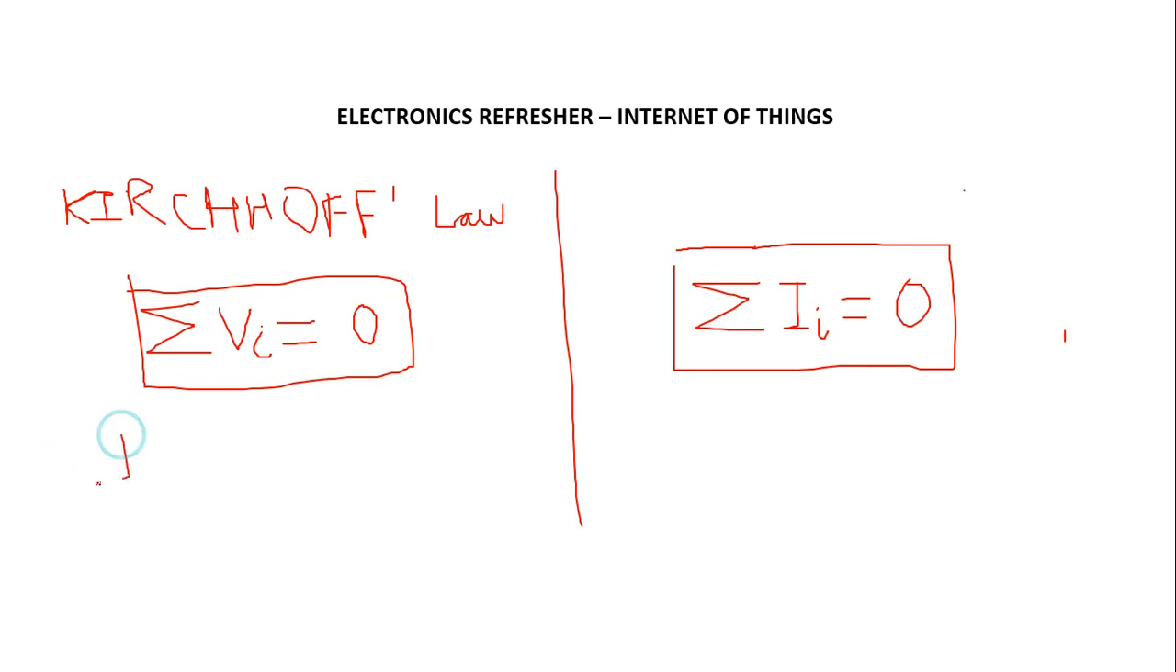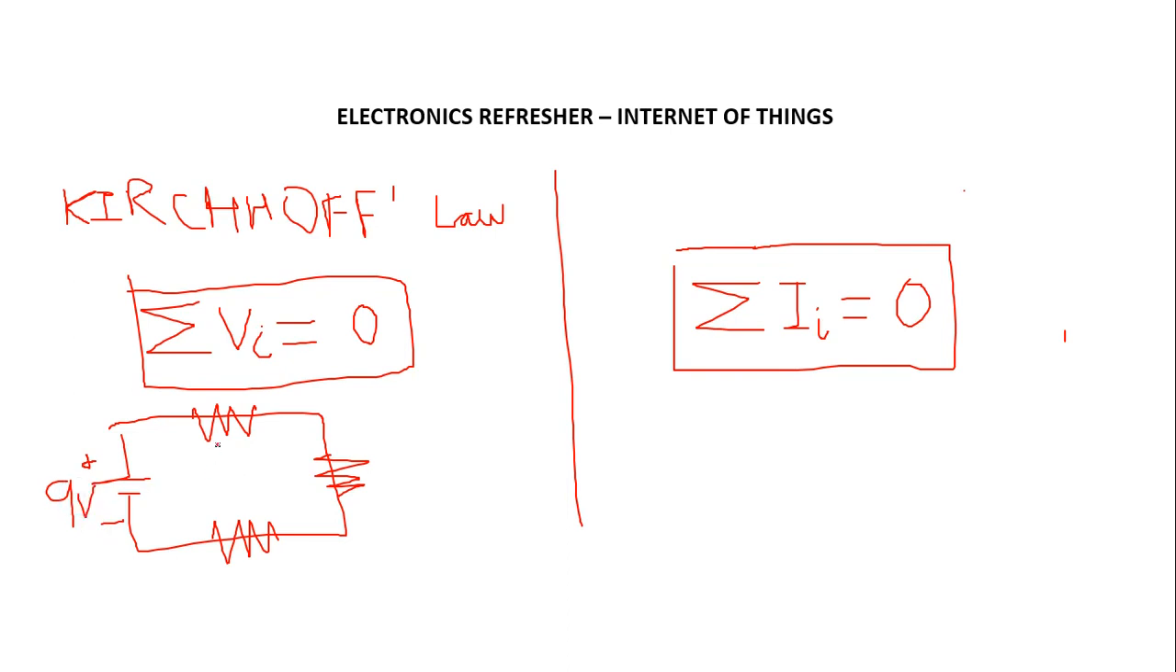So for example, if you have this circuit, and here we have 9 volts, for example, and here we have a 1k ohm resistor, and here we have also a 1k ohm resistor.